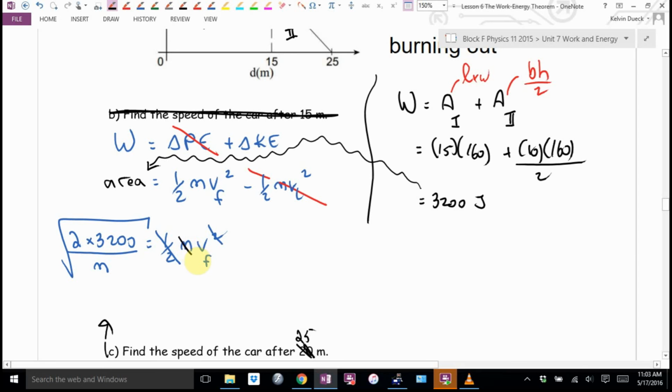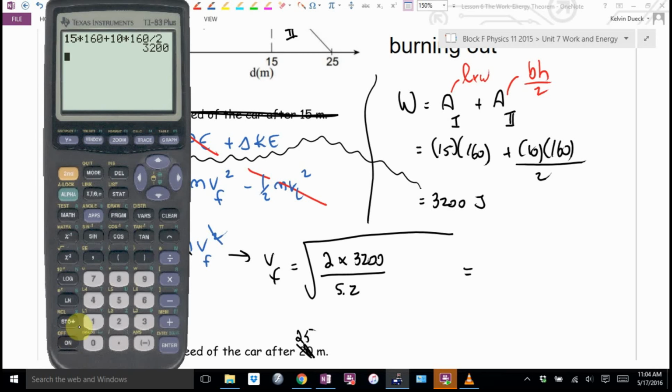So if I hear you correctly, the speed is going to be the square root of 2 times 3,200 divided by, what was the mass? How fast are we going? 2 times 3,200 divided by 5.2, square root. 35.1? Yeah.